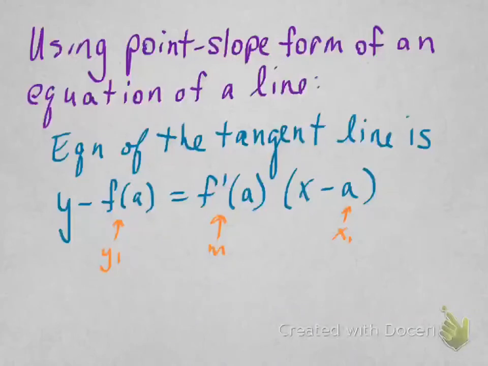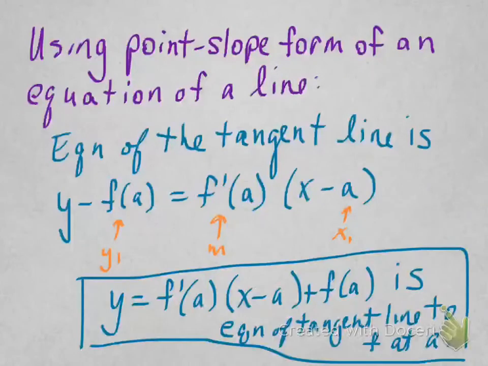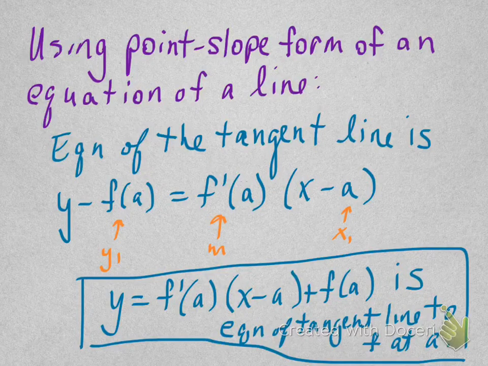And if I want to make this look a little bit more like the equation of a line, y equals something, if you like it that way, then we can solve for y, and we get y equals f prime of a times x minus a plus f of a, and this is the equation of the tangent line to f at a. Okay? So we've written the equation of a line. Great.